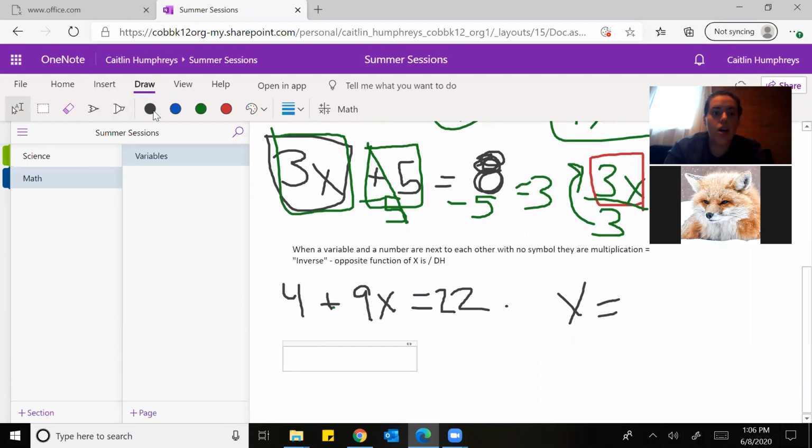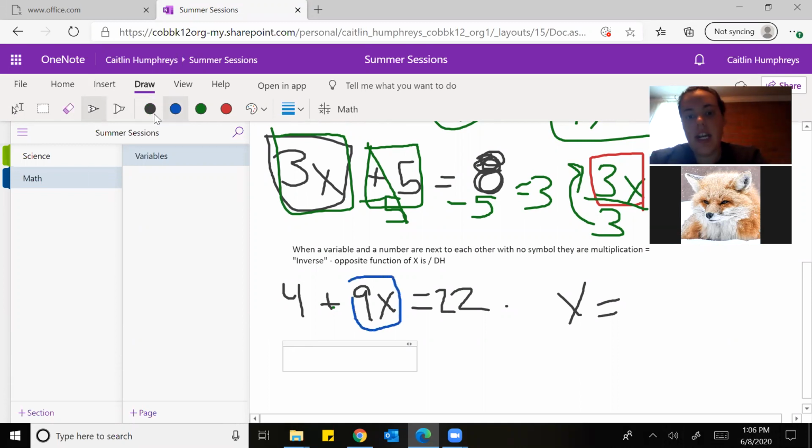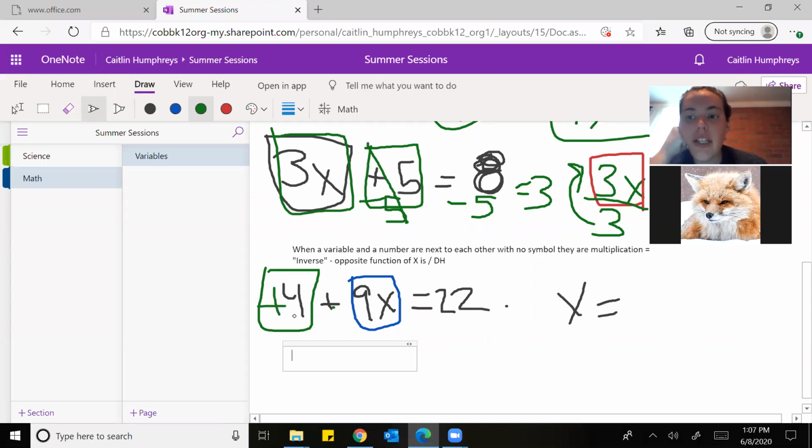Okay, so step number 1 is to isolate the variable. If I see the variable x is attached to the 9, I know the 9 is the last thing I can get rid of. So I'm going to go with this outside guy here first. Well, we know that the sign in front of the 9 is positive, and there's nothing in front of the 4, so we have an assumed positive 4. Now we have 22 on the other side. So how do we get this 4 away from this 9? The opposite. So we're going to do the opposite of positive 4, which is negative 4.